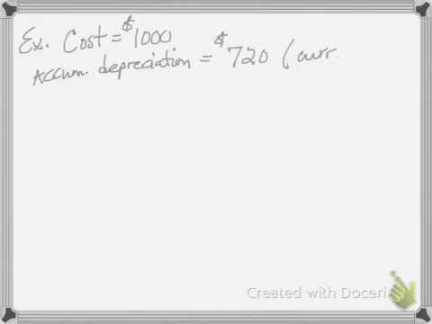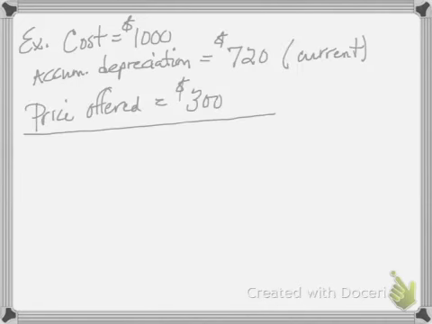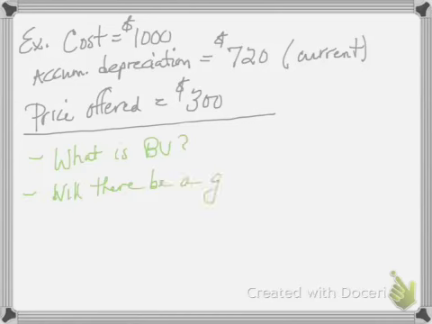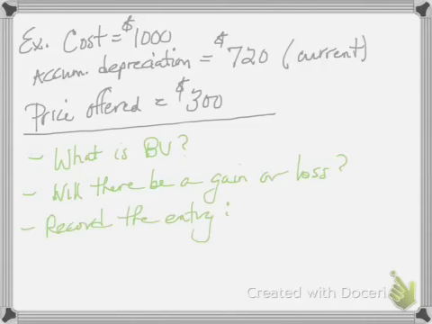So let's assume we have an asset that initially cost us $1,000, and we update the depreciation. We're going to just take as given that the accumulated depreciation balance is current, and it has a balance of $720, and we've been offered a price of $300. So what does that mean for us? Well, we have to think about the book value. We have to decide whether or not there's a gain or loss, and then finally we have to record the entry. So book value, how do we compute book value?